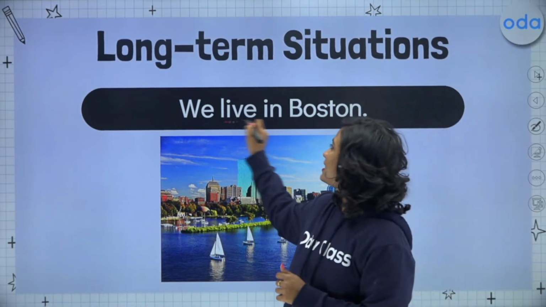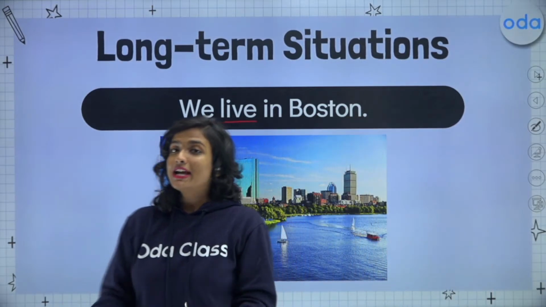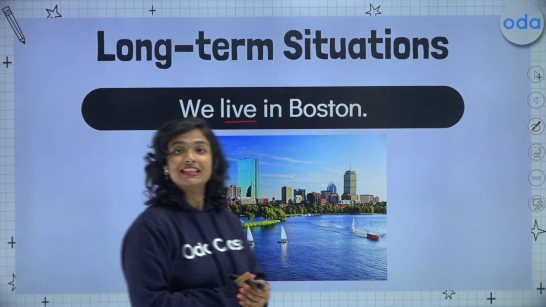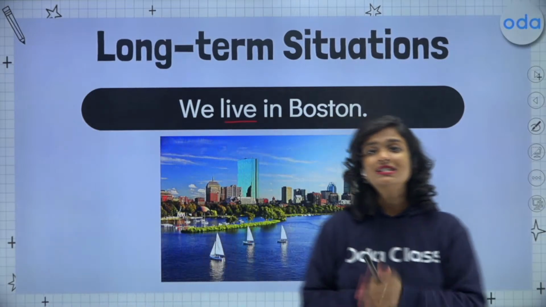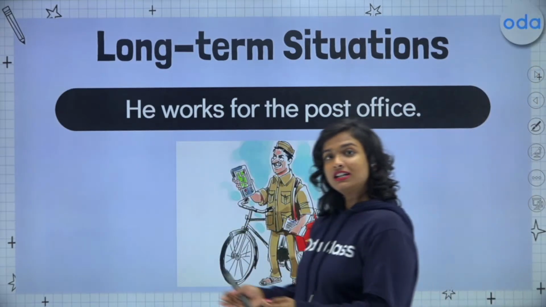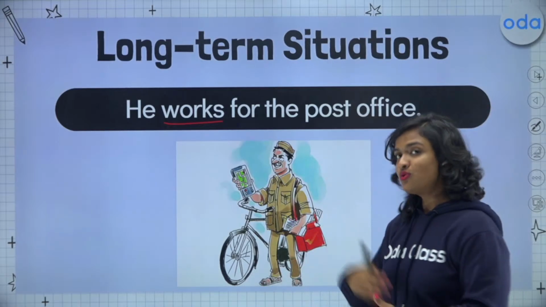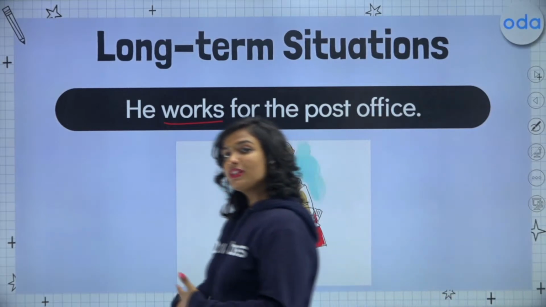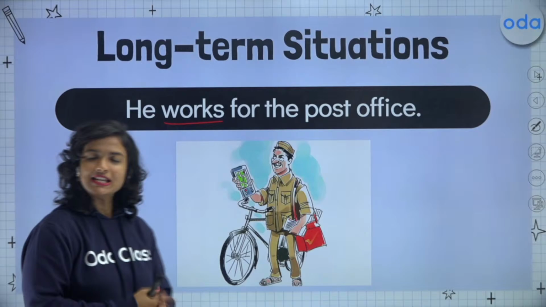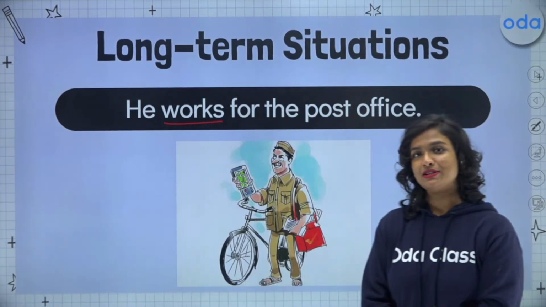So something like, we live in Boston, right? This is just true right now. This is what seems to be the case for the near future as well as the distant future. Let's try one more. He works for the post office. Once again, true in the present right now and also true for the foreseeable future. So once again, we use our simple present tense here.